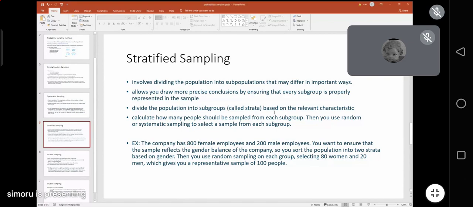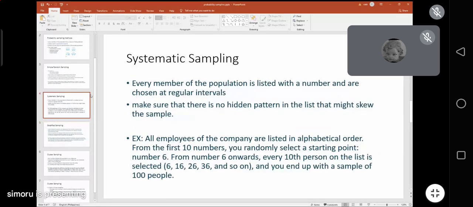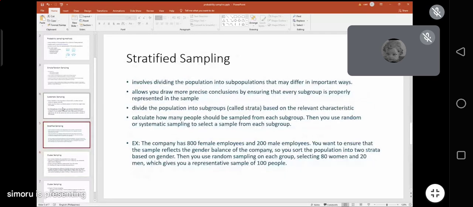Okay, sorry. So they must have the same quality, like in simple random sampling. Based on the overall proportion of the population, you calculate how many people should be sampled from each subgroup. After that, you use the first two, which are random and systematic sampling, to select a sample from each subgroup.